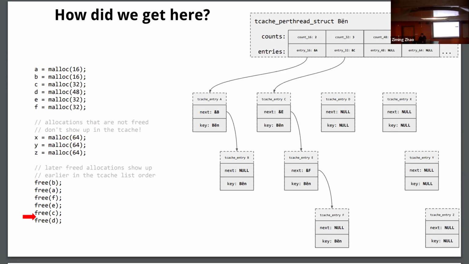Then we have D here, and D will also be freed. Now X, Y, Z are not freed, so they don't have next, and they are not managed by the lists. Their key doesn't matter either in this case, because they are in use. So those have user data.